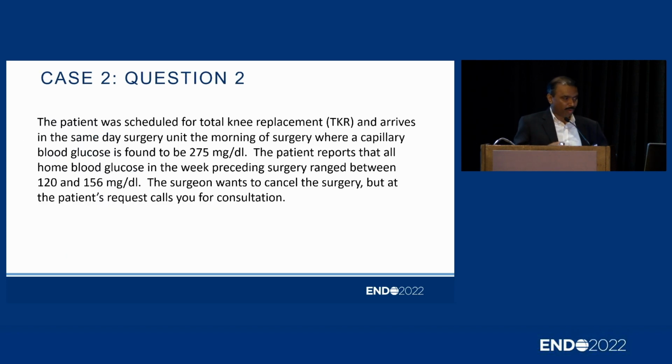So just to follow up on this particular case, the patient was then scheduled for a total knee replacement and arrives on the same day surgery unit, the morning of the surgery, and his blood glucose is found to be 275. The patient reports that his home blood glucose in the week preceding surgery has been 120 to 156, well within the recommendations that we said. I love the surgeon. He keeps consulting us again and again. The surgeon wants to cancel the surgery. But at the patient's request, calls you for consultation, right? So they call us again, call you all again.